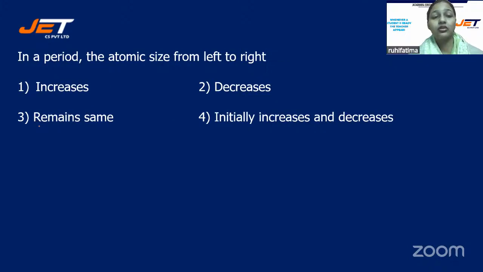Okay, next question. In a period, the atomic size from left to right increases, decreases, remains same, or initially increases and then decreases. This question is very easy. In a period, the atomic size from left to right increases, decreases, remains same, or initially increases and then decreases. Quick, students, quick. You all are doing great.